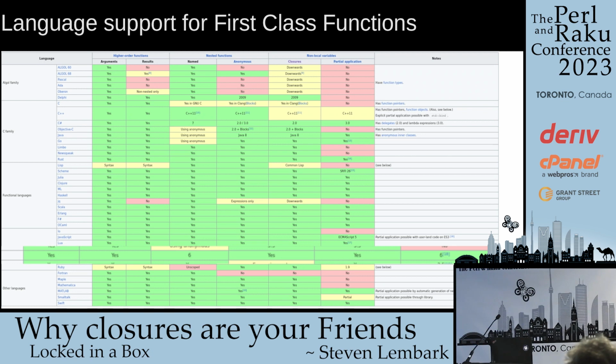The interesting thing is, Perl's green all the way across. Very few, even some of the functional languages, don't handle all of these things well. So if you were interested in doing functional programming, Perl's a great way to learn it.